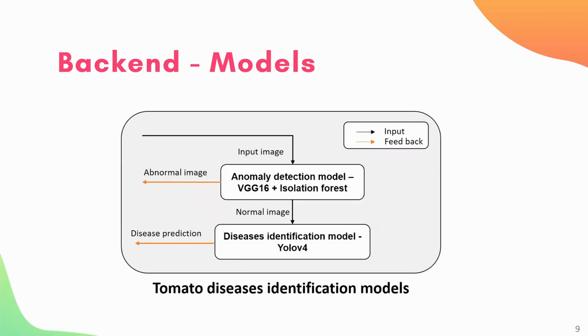Okay, let's start to introduce the models first. Here are 2 different models, the anomaly detection model and the disease identification model. The anomaly detection model is used to make sure the user sends in a detectable image. And next, the purpose of the disease identification model is clear. It is used to identify disease images. And let's start with the anomaly detection model first.